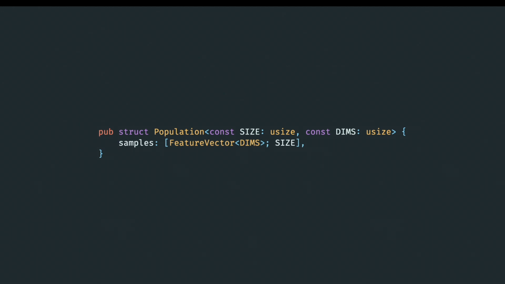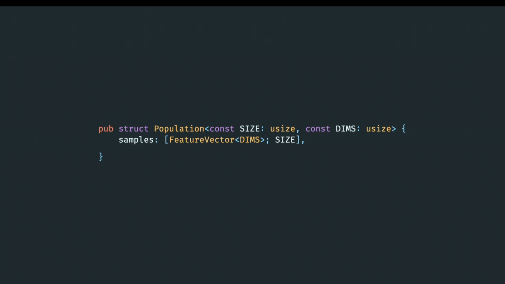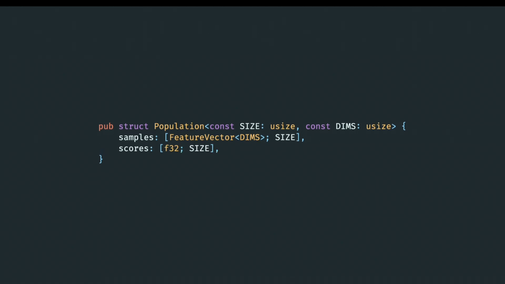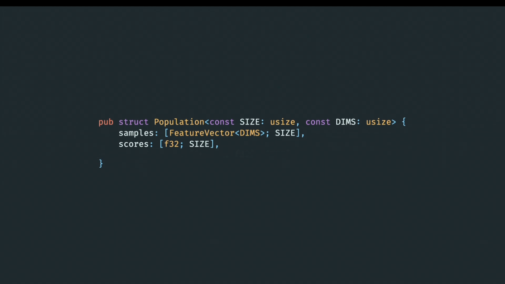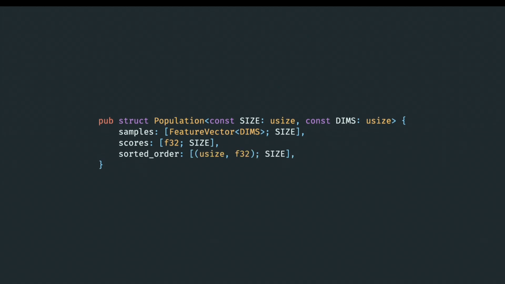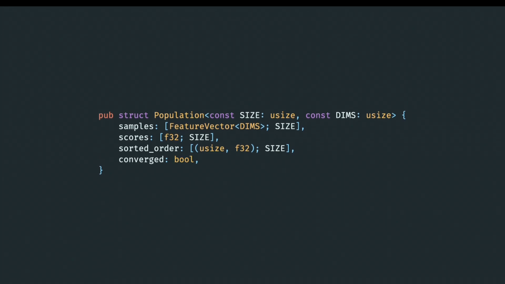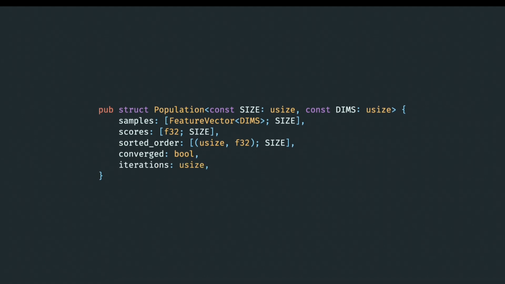We define a number of samples to represent the potential solution for our problem, an array to store the scores for each sample, an array to represent the sorted order of our solutions to treat better or worse samples differently, a boolean to indicate whether our optimization has converged to a good enough solution or not, and finally another unsigned int to store the number of iterations that we've already made.